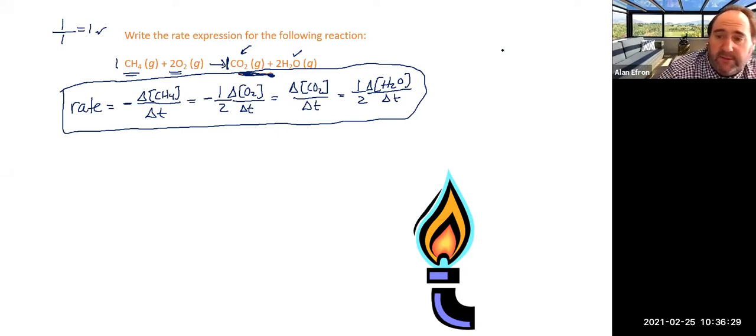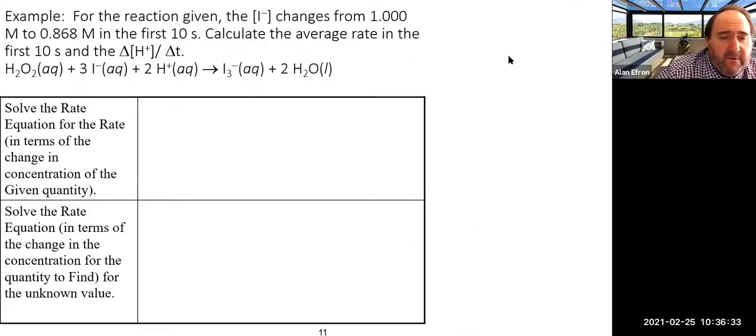Okay, so why don't we actually try one then, maybe with some calculations. For a reaction given, the I minus changes from 1 molar to 0.868 molar in the first 10 seconds. Calculate the average rate in the first 10 seconds, and what is the change in the concentration of H plus over the change in time? So you should end up with 2 values. Why don't you take a couple minutes, try to work through it and see what you come up with.